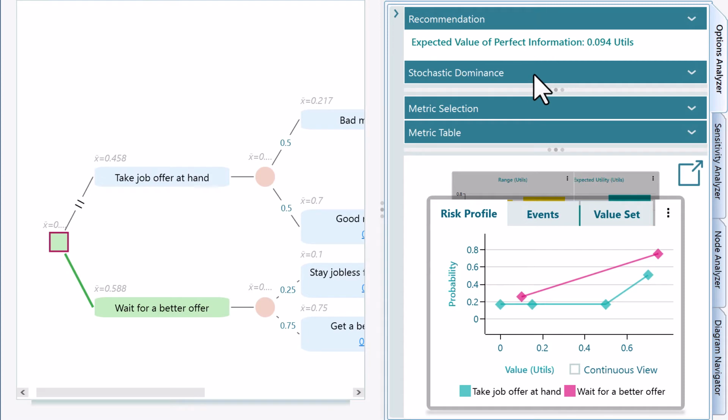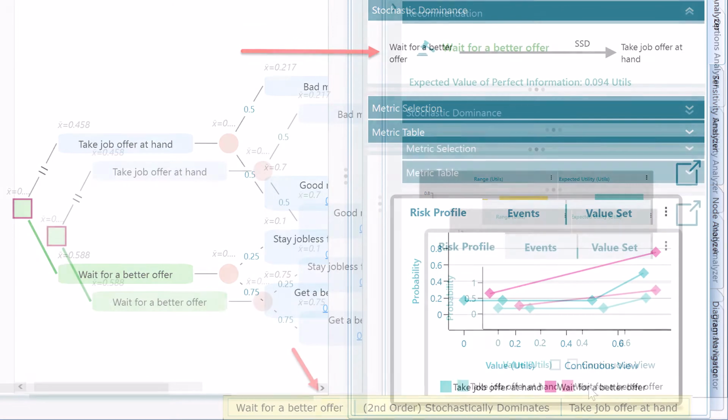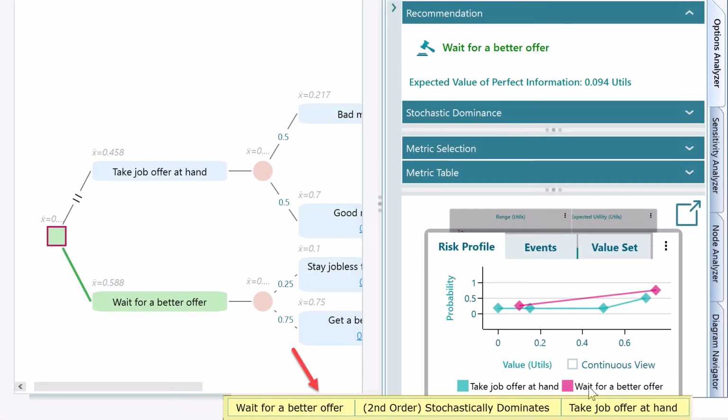Stochastic dominance is a form of stochastic ordering between random variables. Once the stochastic dominance is calculated, it is shown on the stochastic dominance panel. Also, the tooltip on the action name in the risk profile chart displays the stochastic dominance information as well.